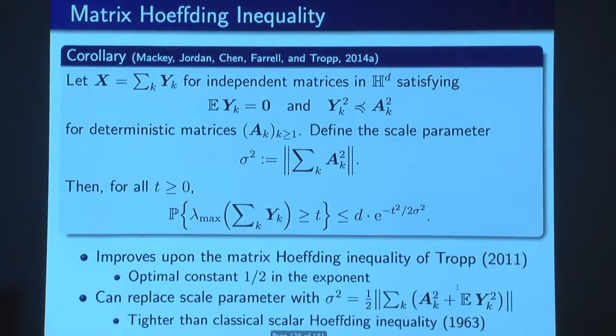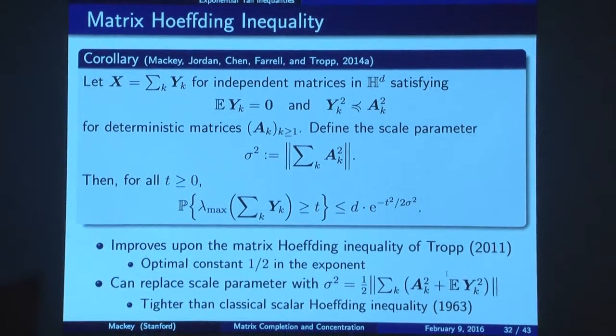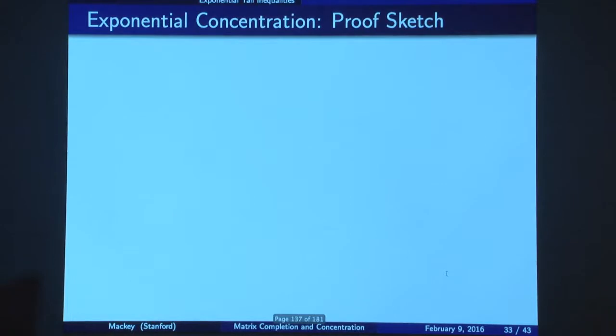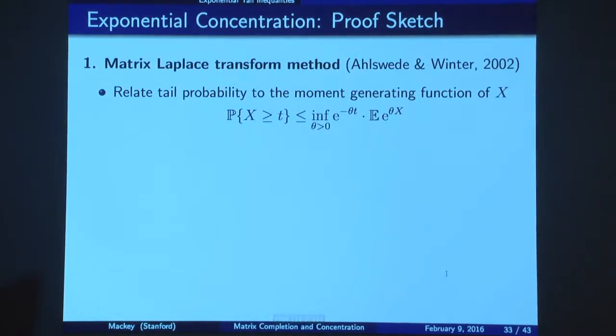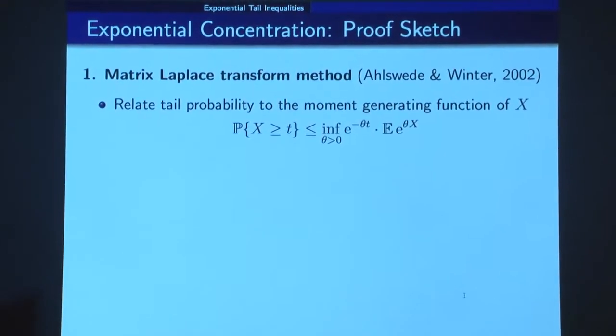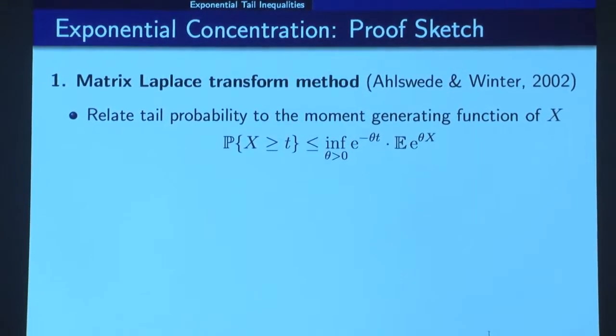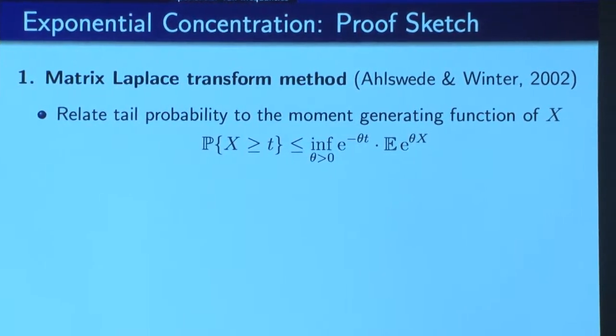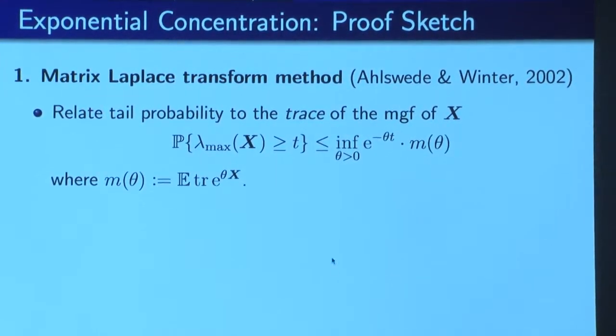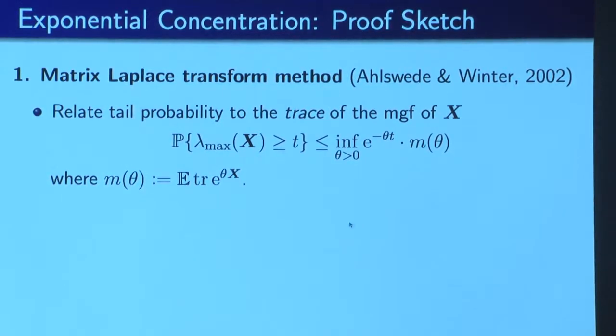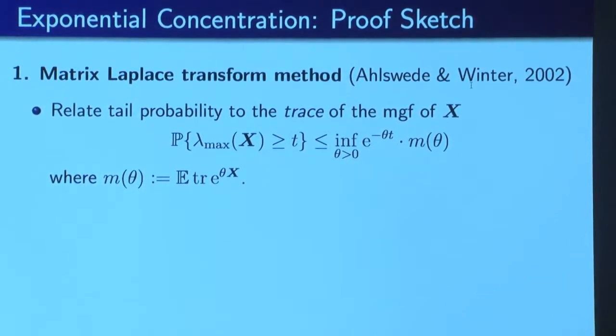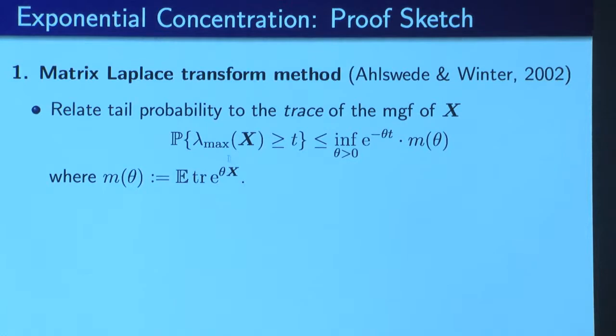So I could take you through the proof of this, but I'm thinking we're going to run out of time. So maybe I'll skip over that. There are only a few steps, and I'll just highlight the major steps. The first is relating the tail probability to something like the moment generating function of x. That's what we normally do for scalar concentration. For matrix concentration, we're going to relate it to the trace of the moment generating function. This was an idea due to Ahlswede and Winter. It's a great idea, and most of the work in establishing matrix concentration inequalities of this form today involves coming up with ways of bounding this trace moment generating function.